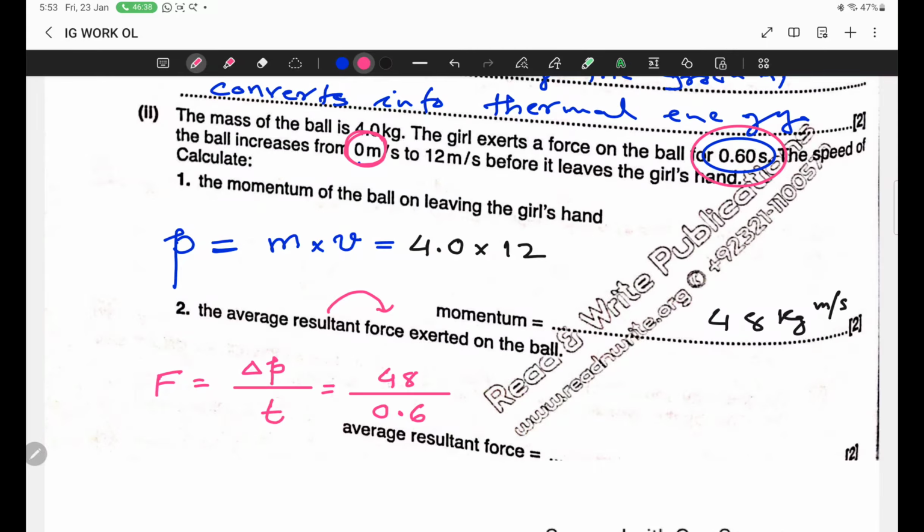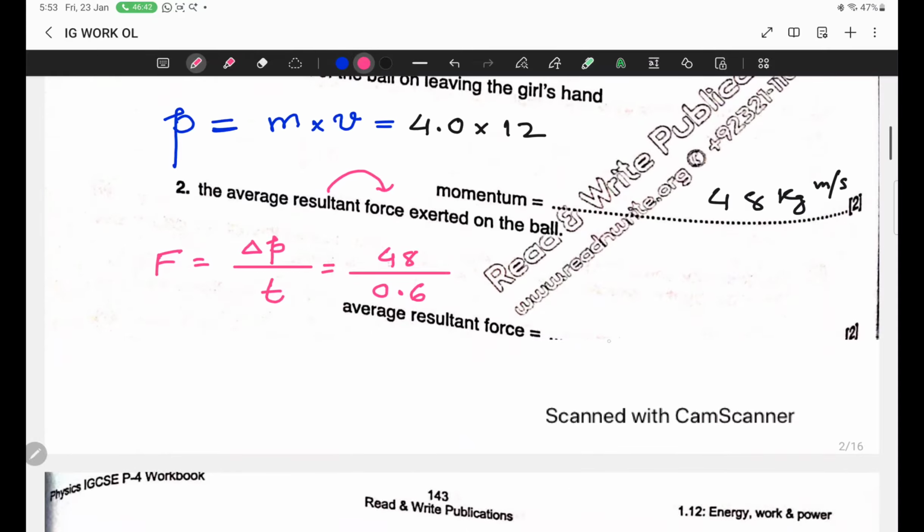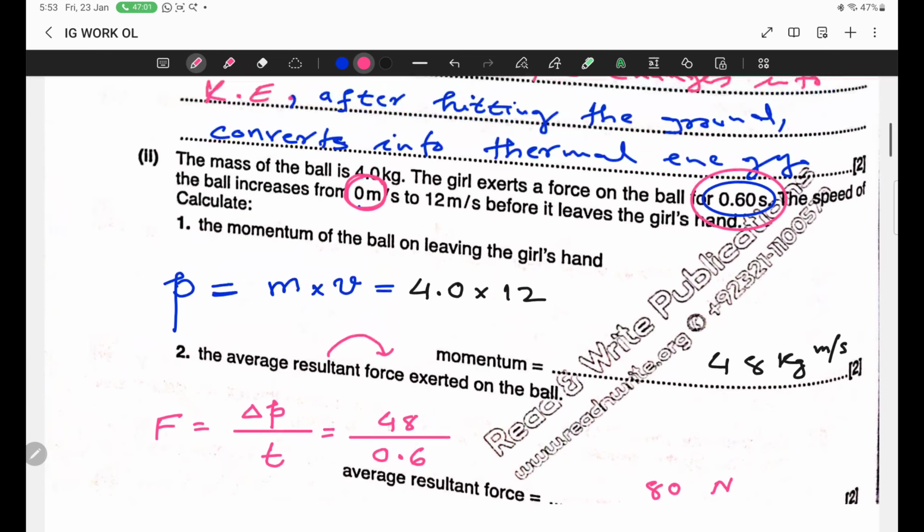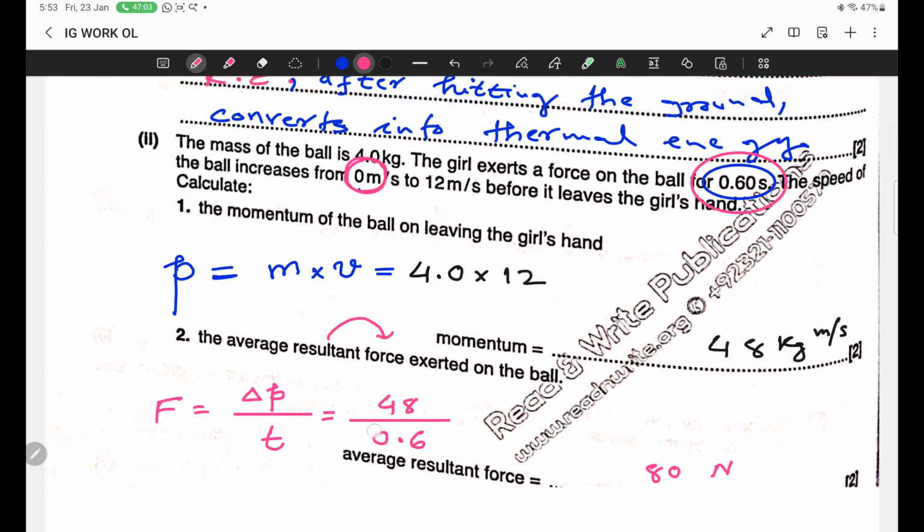And if you divide 48 by 0.6, what will be the answer? It will be 80 Newton. So force is the rate of change of momentum. The question is very simple if you know momentum and force.